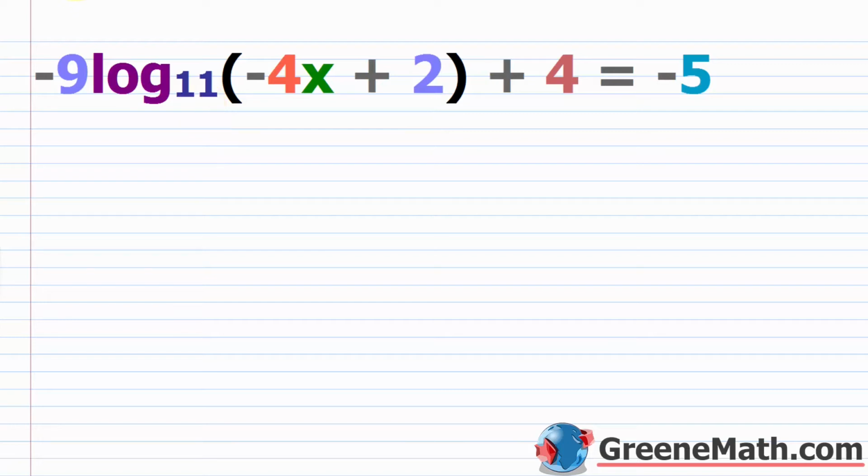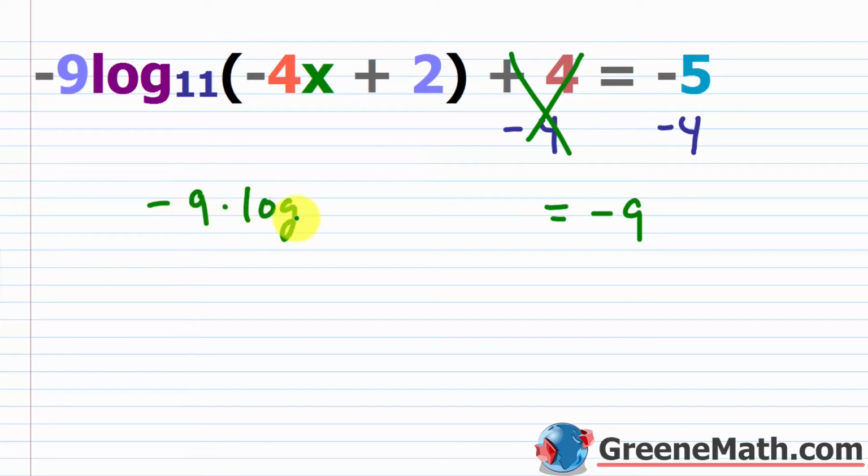So what I'm going to do to kick things off, I'm just going to subtract 4 away from each side of the equation. So what's going to happen is that would cancel over here. On the right side, I would now have negative 9, because negative 5 plus negative 4, or negative 5 minus 4, if you want to think about it that way, would be negative 9. On the left side, I would have that negative 9 times log base 11 of this negative 4x plus 2.